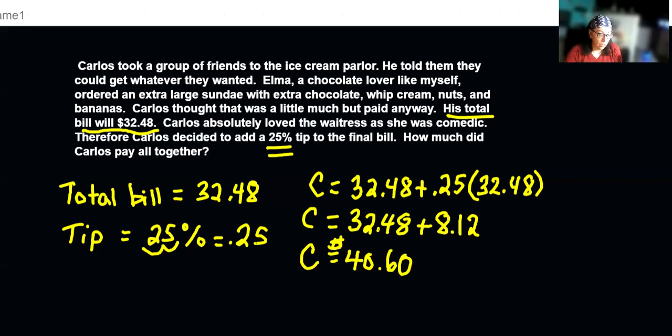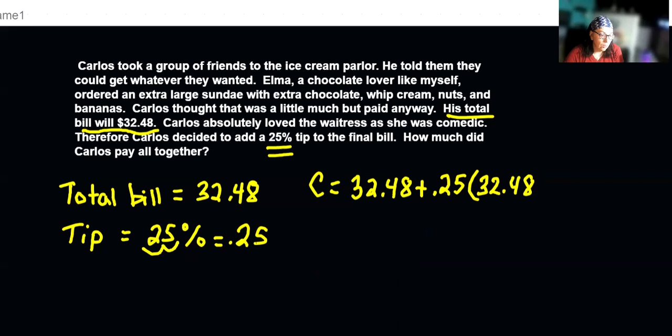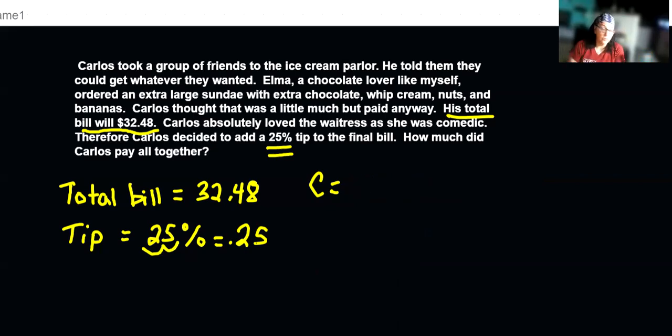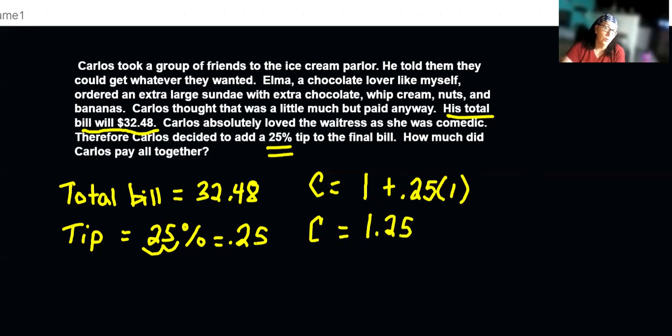So let's take a look. I'm going to remove some of this stuff. So let's get rid of it and make some room here. So Carlos has to pay the cost of the meal. We're going to say the cost of the meal as a whole. It's all of it. Plus, he's got to pay 25% of all of it. 0.25 of all of it. Well, 0.25 of 1 is just 0.25, right? So his cost is going to be 1.25 of the total bill. So the total bill is $32.48.